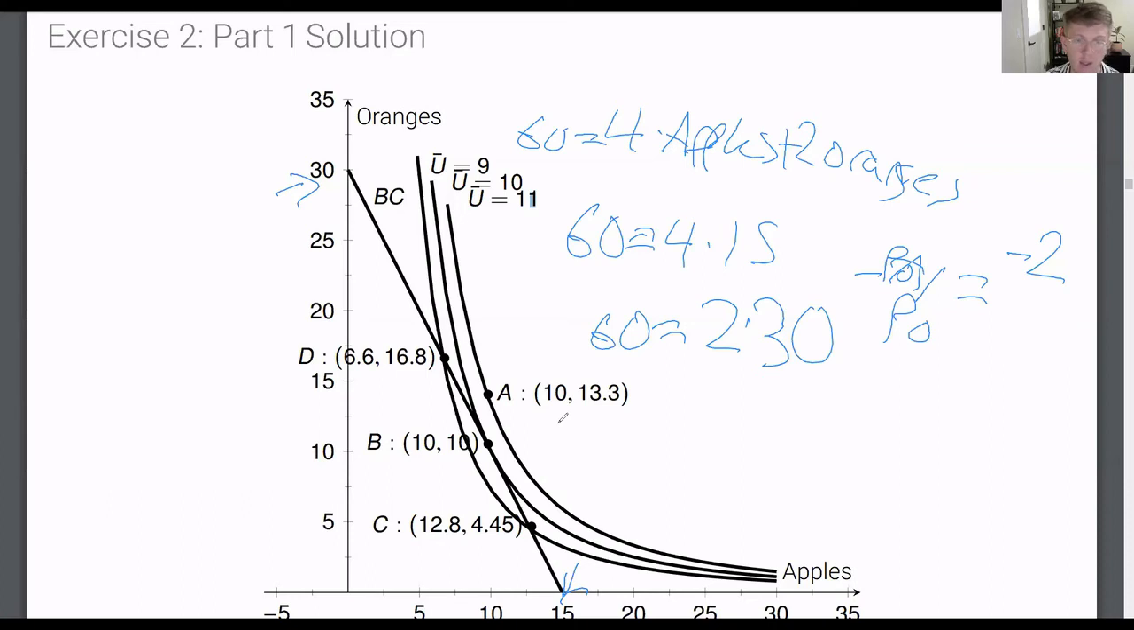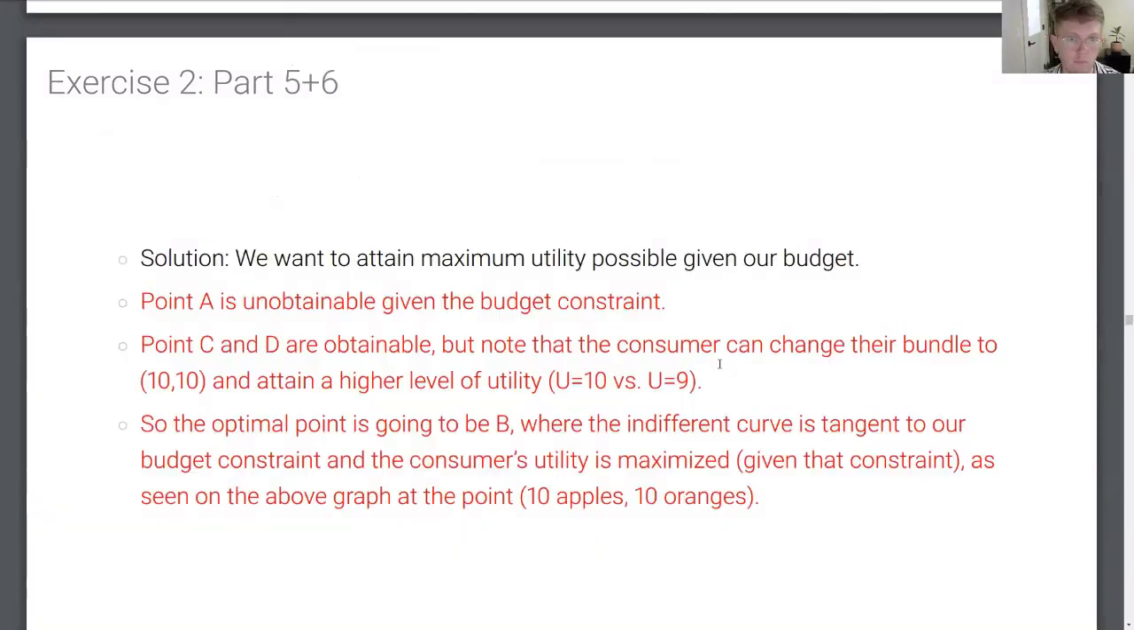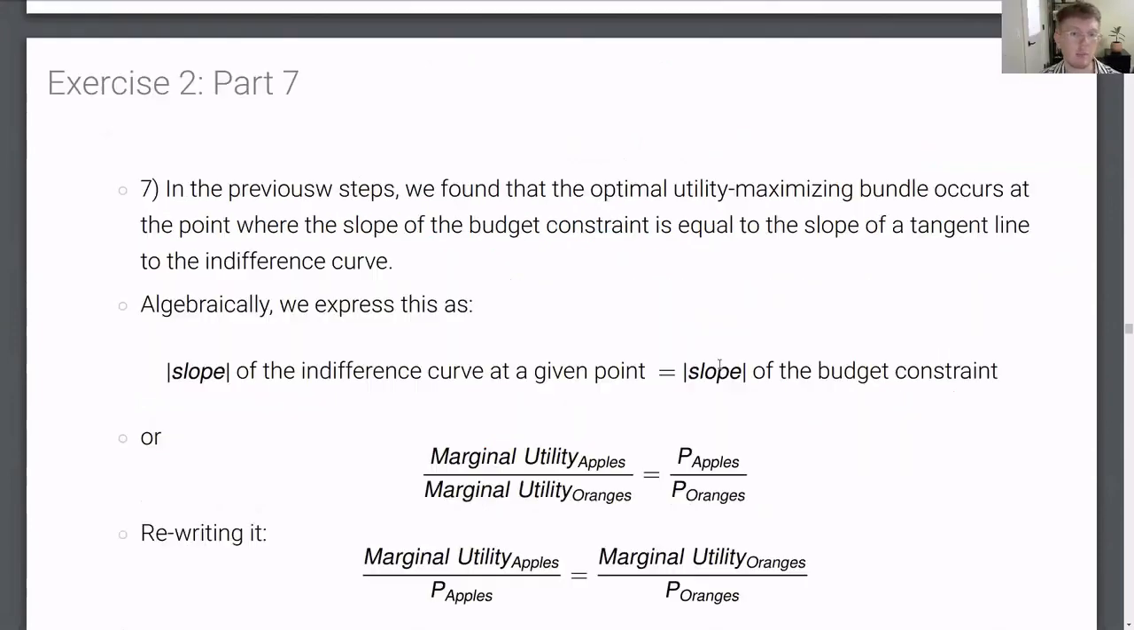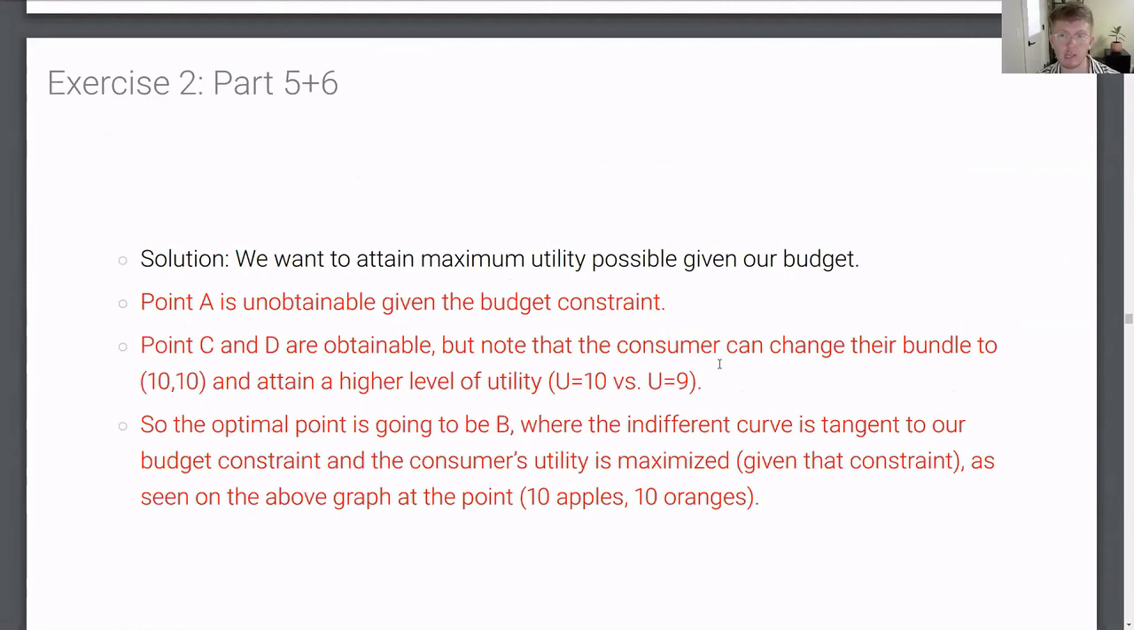At which point is the consumer's utility maximized? Well, they could consume at point D or C, but notice that that gives them a lower utility value, and so instead they'd rather consume at point B, which gives them a utility of 10. And so they'd rather consume exactly where the budget constraint is just tangent or just kissing their utility curve, and so that is point B. And so this is saying what I just said. Point A is unobtainable given the budget constraint. Points C and D are obtainable, but they give the consumer a lower value of utility. So the optimal point is going to be B, where the indifference curve is tangent to our budget constraint.